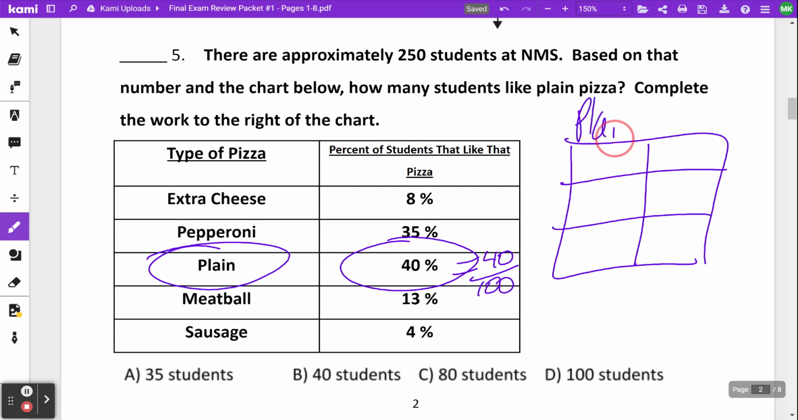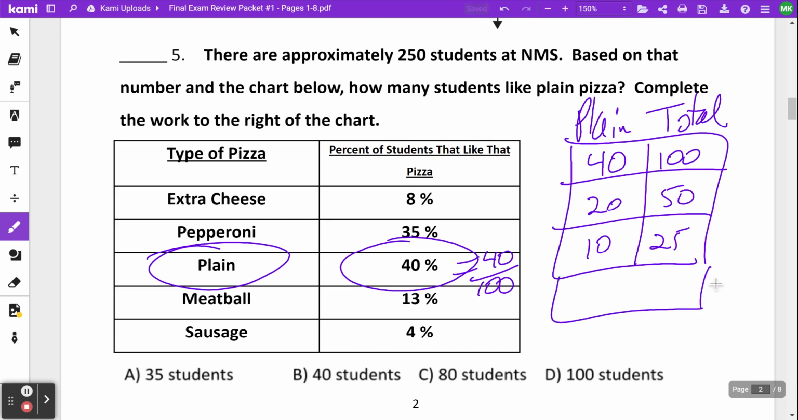So I have a plain and a total. Okay, and I have 40%, which is 40 out of 100. I can boil that down a little bit if I want. Maybe make that a 20 out of 50. I can make that a 10 out of 25, right? I can keep going, right? I can divide both of these guys by 5. Let's see, I can make a 2 out of 5. There you go.